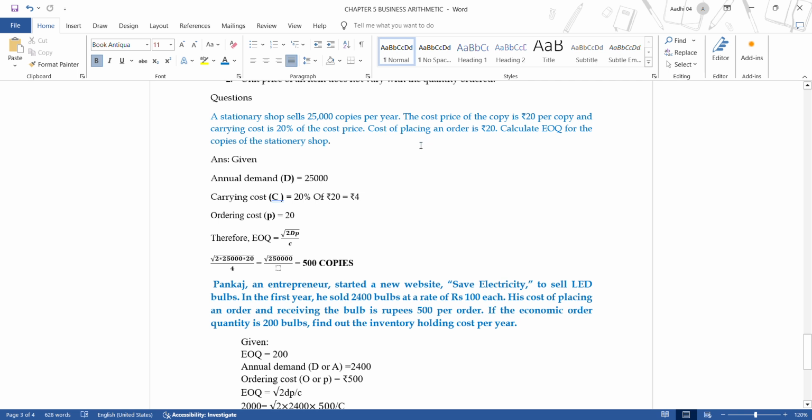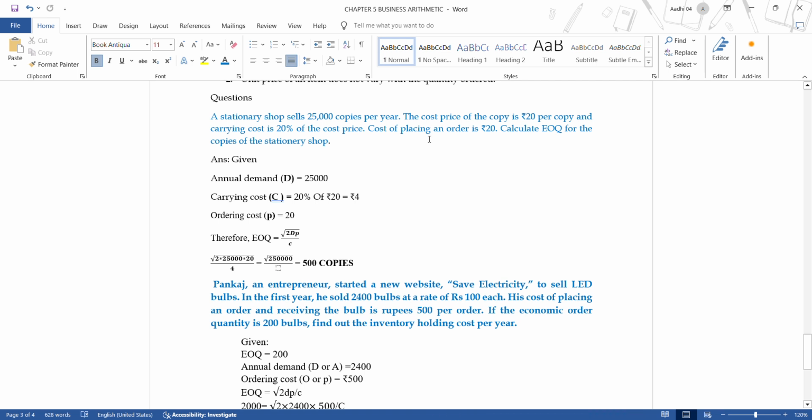Now next one is carrying cost. How do we find carrying cost? In the question you can already see that carrying cost is 20%. Most of you make some mistake by writing 20% as it is as the carrying cost. Now when the question itself is saying that carrying cost is 20% of cost price, now you have to search for cost price. Now the cost price of the copy is already given as rupees 20. So you have to find the percentage. So 20 into 20%, that is rupees 4.